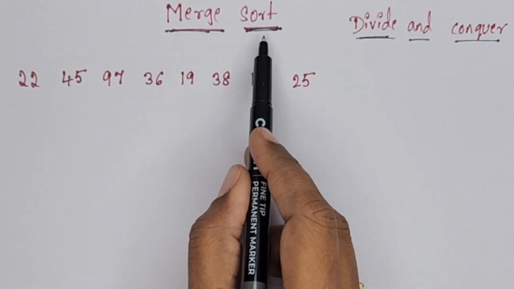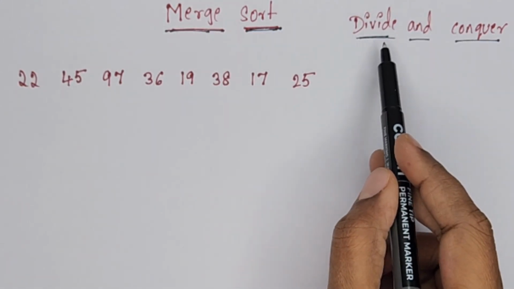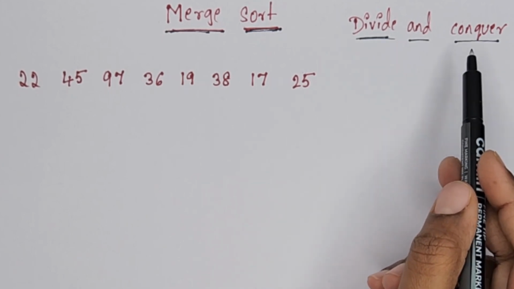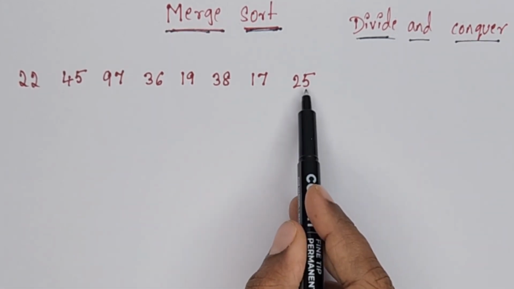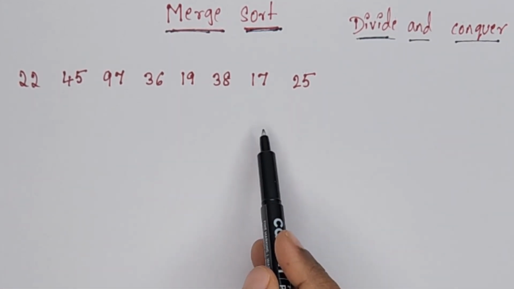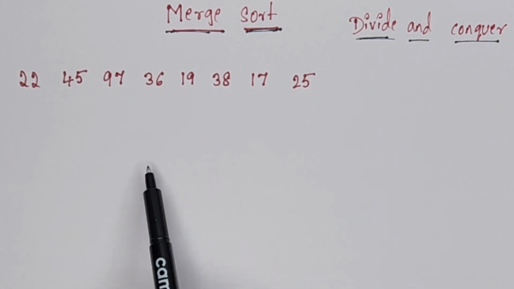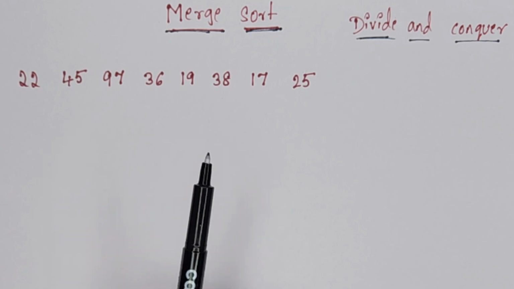In this video, I'm going to explain merge sort. Merge sort follows the divide and conquer strategy. Divide and conquer means first of all we have to divide the array into two sub-arrays. Afterwards, we again divide the sub-arrays until the list has only one element.